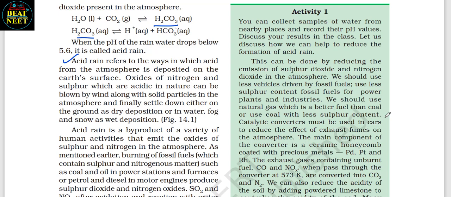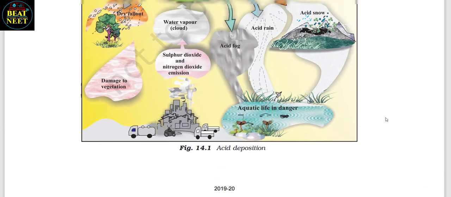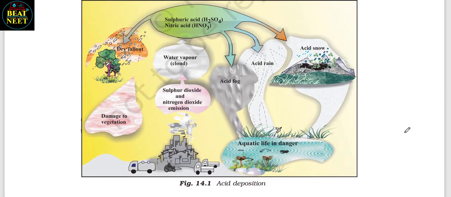Acid rain refers to the ways in which acid from the atmosphere is deposited on the Earth's surface. Oxides of nitrogen and sulfur, which are acidic in nature, can be blown by wind along with solid particles in the atmosphere and finally settle down either on the ground as dry deposition or in water, fog, and snow as wet deposition. This is Figure 14.1, acid deposition. You can see this diagram.